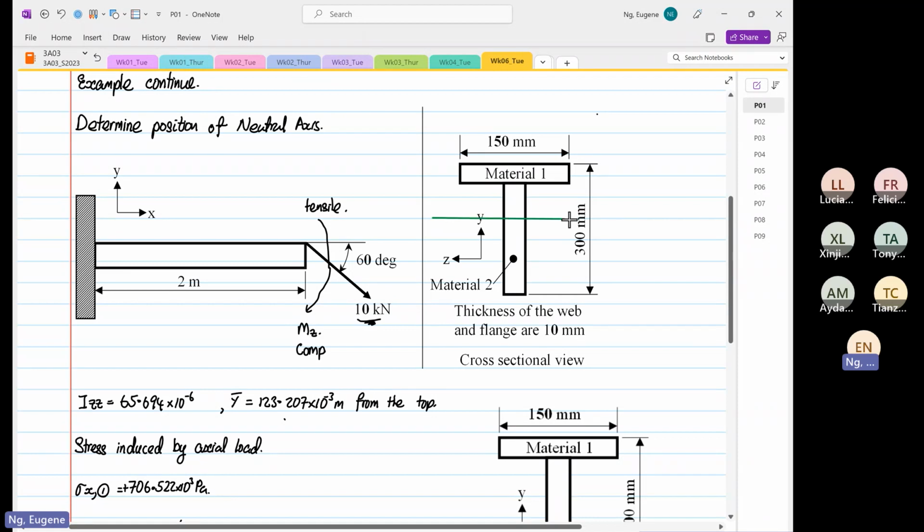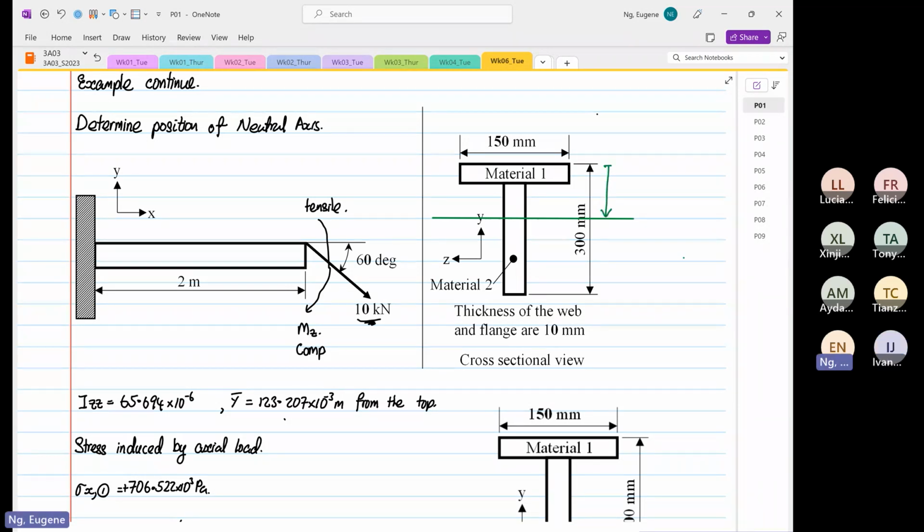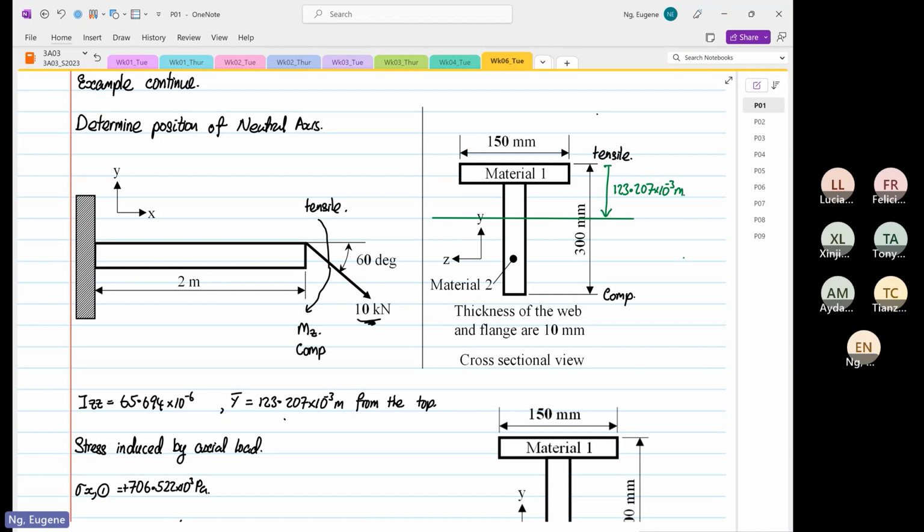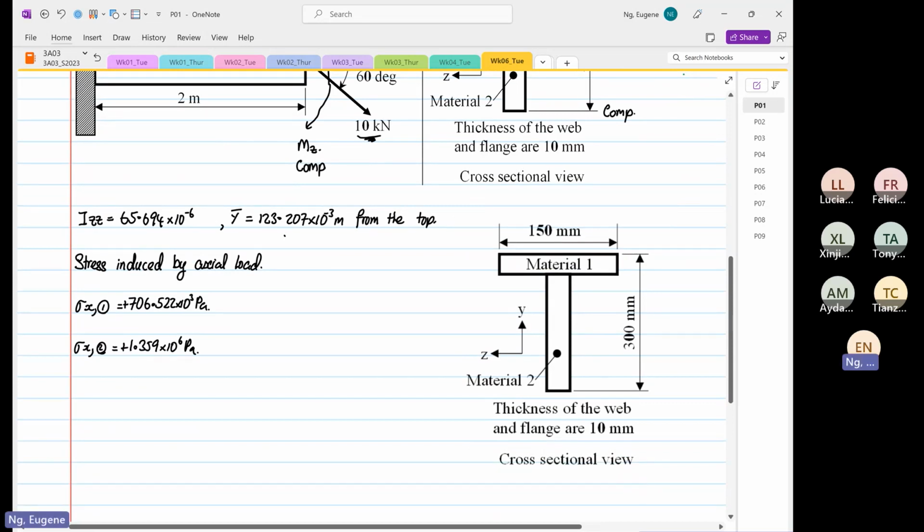So this is just a sketch. So if this is our geometric centroid, i.e., we found that from the top, right, this position is 123.207 times 10 to the power minus 3 meters. And due to bending moment, we know that over here will be under compression, and at the top will be under tensile. Okay. So what we're going to do now is we're going to determine the position of the neutral axis.